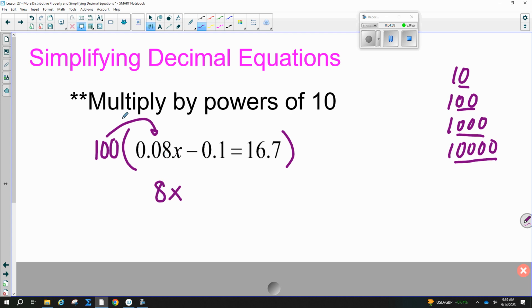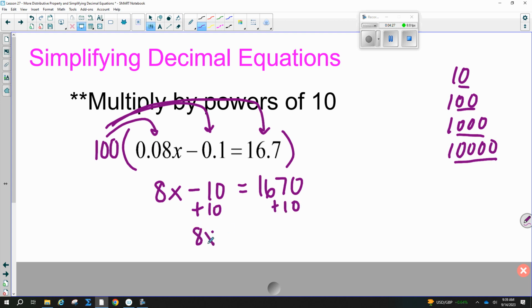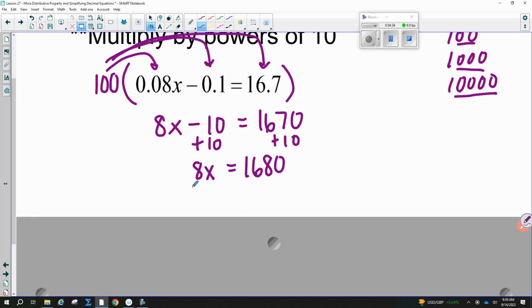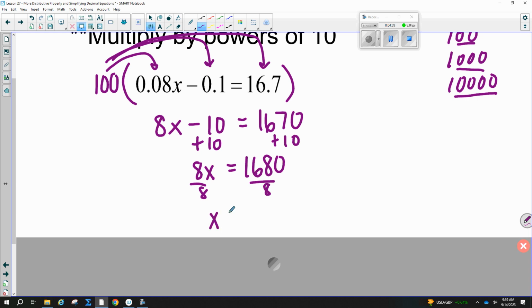All right, and then I'm going to multiply this times this. That moves it 2 spots. That would be minus 10. And then I'm going to multiply this times this. Move it 2 spots, which makes this 1670. You do have to add that 0 on. All right, now I'm going to add 10 to both sides to solve just like a normal algebra equation. So I have 8x equals 1680. And then I'm going to divide by 8. All right, so 8 goes into 16 here twice. 8 goes into 8 once, and then the 0.